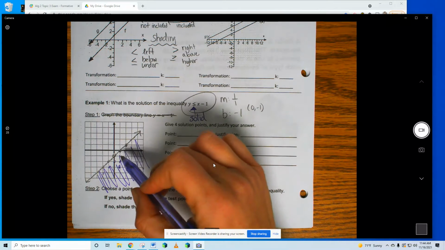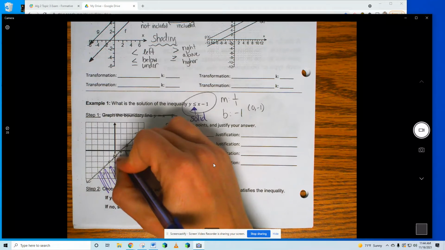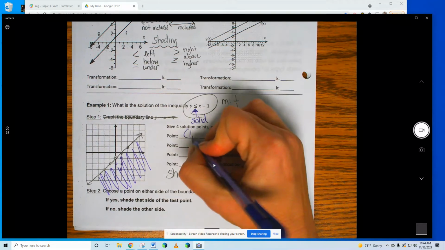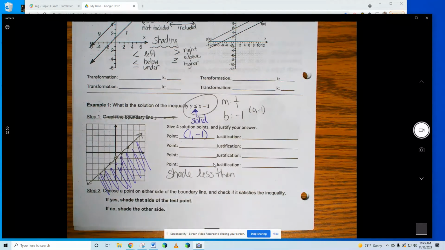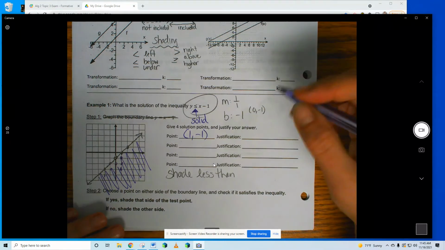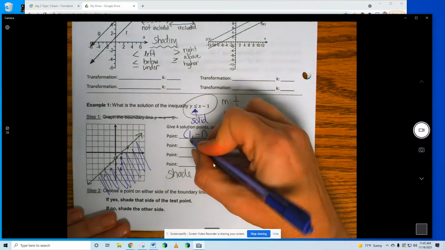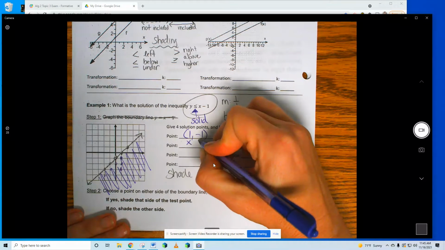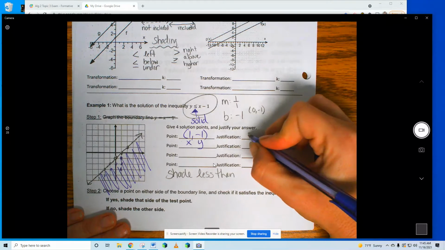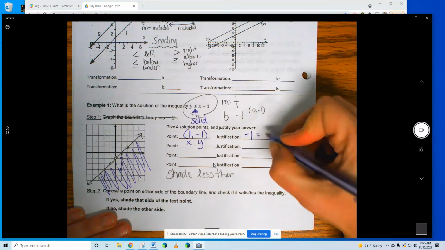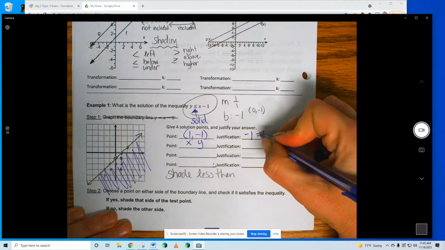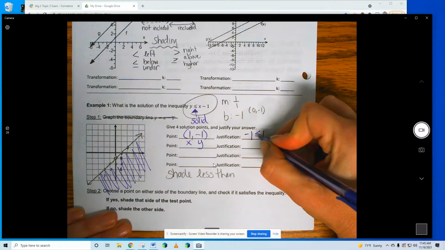So let's pick a point that's in the shaded region. How about an easy one? 1 comma negative 1. Let's prove that it is a solution. I shaded it, so hopefully it's a solution. This is x equals 1, y equals negative 1. Negative 1 is less than or equal to 1 minus 1.